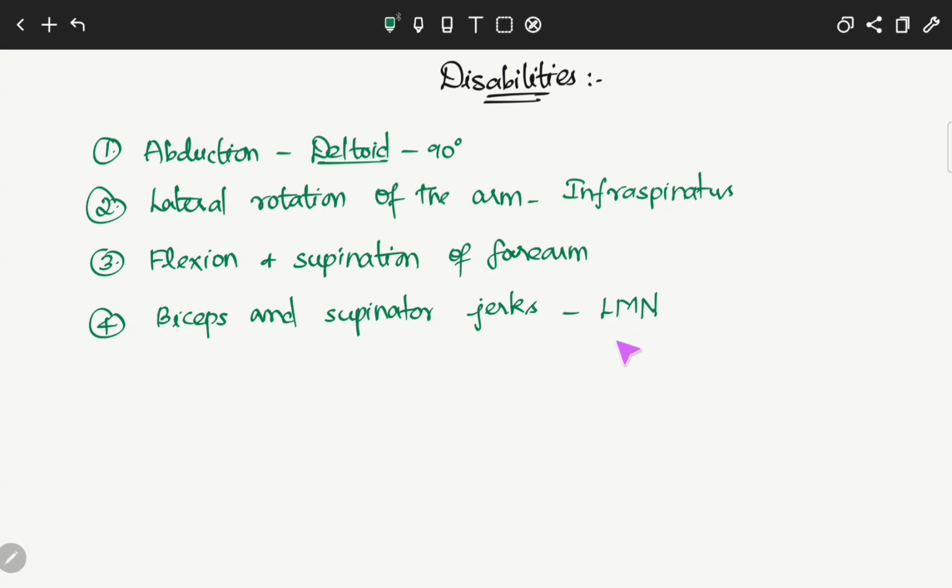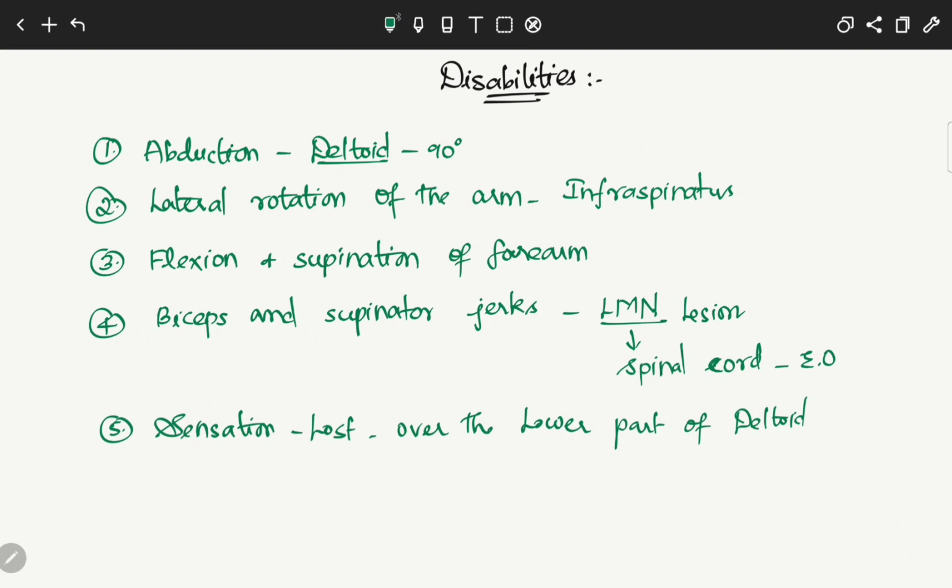See, Erb's palsy is a lower motor neuron type of lesion. Lower motor neuron is nothing but the neuron which carries impulses from the spinal cord to the effector organs. So when this type of neurons get damaged, that type of lesion is called a lower motor neuron type of lesion. Then the last one is that sensations are lost over a small area over the lower part of the deltoid.